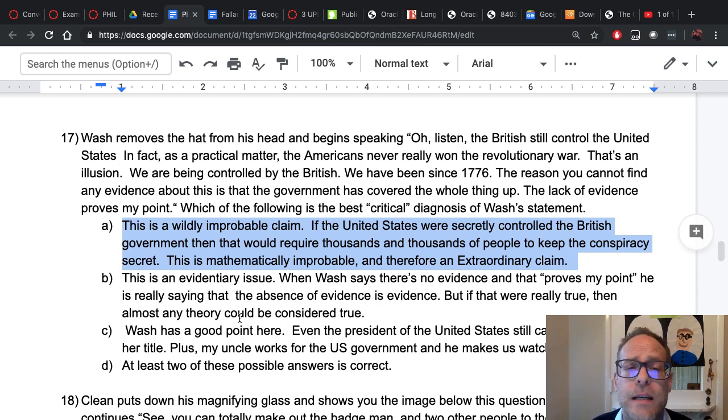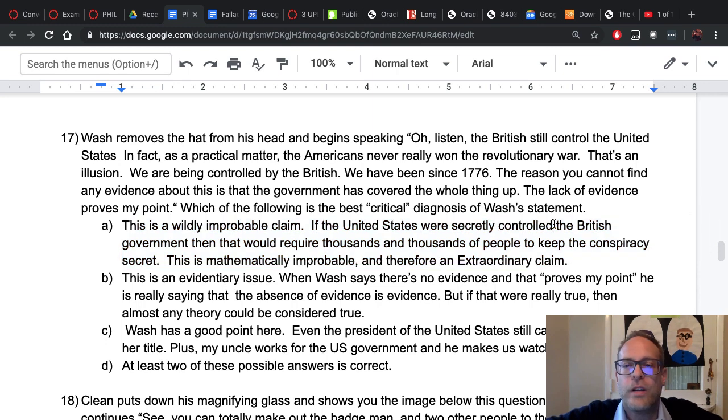A. This is a wildly improbable claim. If the United States were secretly controlled by the British government, then that would require thousands and thousands of people to keep the conspiracy secret. This is mathematically improbable and therefore an extraordinary claim. All right, I like that one. That's good. Let's look at B.